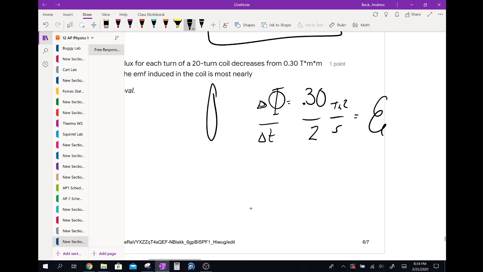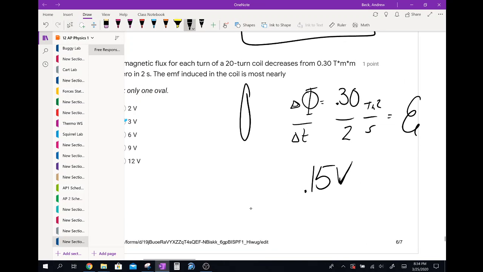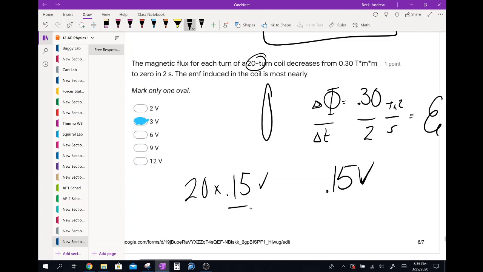We get 0.30 divided by 2, so we have 0.15 volts in one loop, but this is happening 20 times. There's a 20-turn coil, so we really have 20 times 0.15 volts. This is happening to us 20 times, 0.15 per each loop. So we end up with 3 volts.